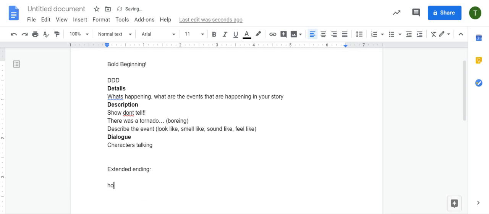So your extended ending, how can you give the reader more information? So instead of saying, and they lived happily ever after the end, how can you describe what's happening at the end of your story? So your ending should be more than one sentence. If your ending is only one sentence, you need to go back through and think about this extended ending. How can you take the ending of your story and beef it up, make it more interesting to the reader?